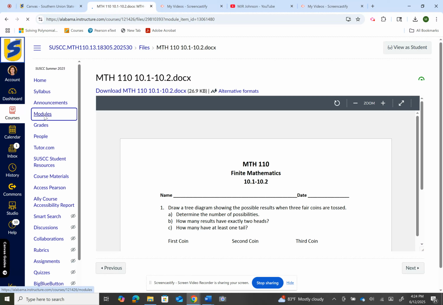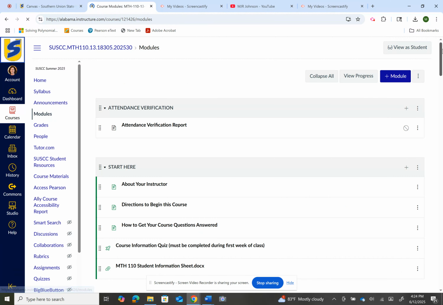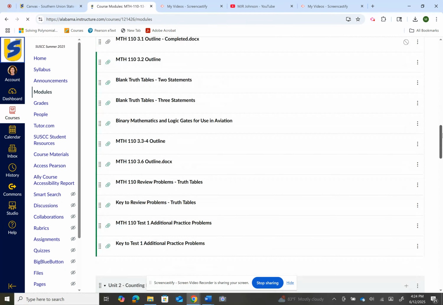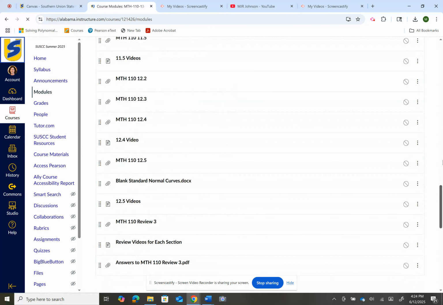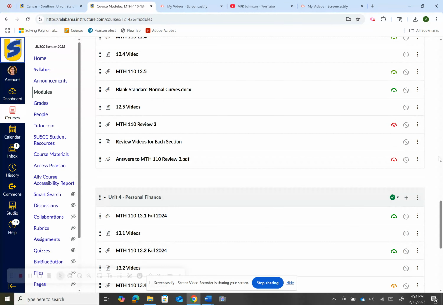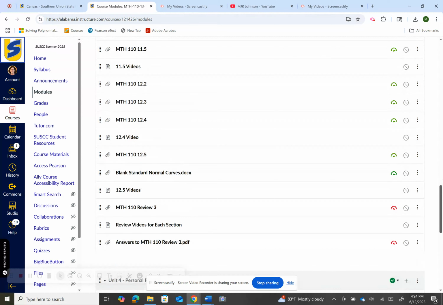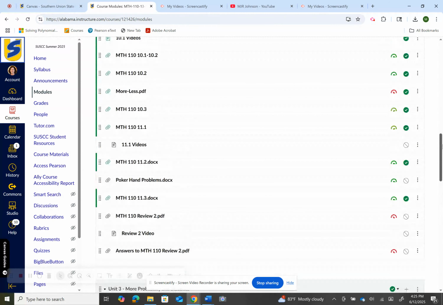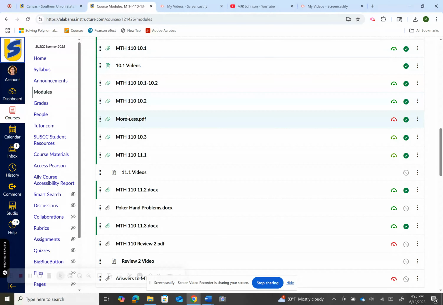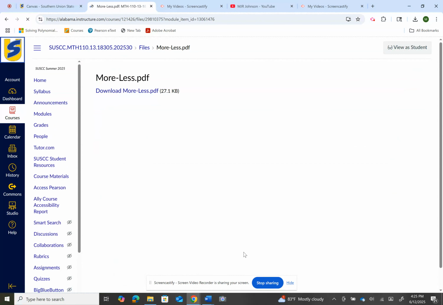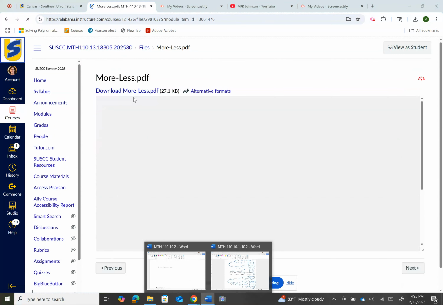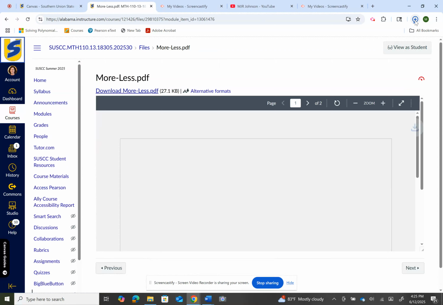Okay? So I need to pull a document up from Canvas that I haven't pulled up yet. So let me go grab it. So we're going to look at the number of different words we can make from the letters in the word more versus the letters in the word less. Okay, so let me pull that up. I'll show it to you later. Let me download it.